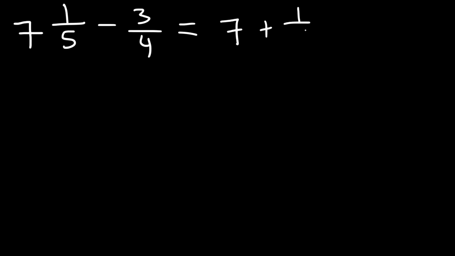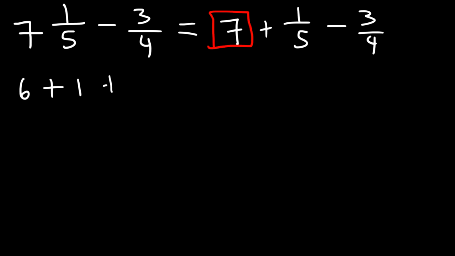Now let's work on one final example in this problem. So let's subtract 7 and 1/5 by 3 over 4. So feel free to pause the video and work on this example. So let's expand it. This is going to be 7 plus 1 over 5 minus 3 over 4. And just like before, we're going to borrow a 1 because 1/5 is less than 3/4. And so 7, we're going to write it as 6 plus 1. Now, let's change the 1 into 5 over 5.